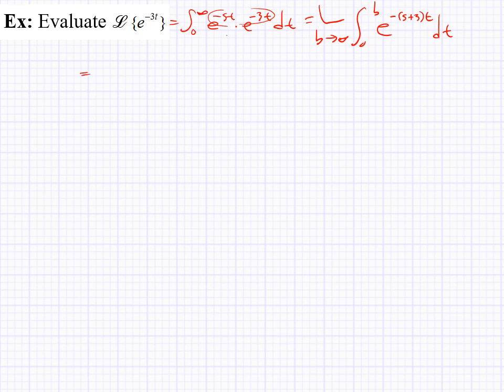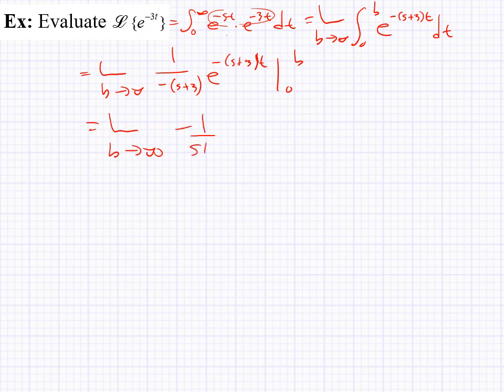So now when it comes to integrate, it's not that bad. We don't need by parts to integrate this thing. I'm going to have 1 over negative (s plus 3) e to the negative (s plus 3)t between 0 and b. So if I plug in my b, I have the limit as b goes to infinity of negative 1 over s plus 3 times e to the negative (s plus 3)b minus e to the negative (s plus 3) times 0.